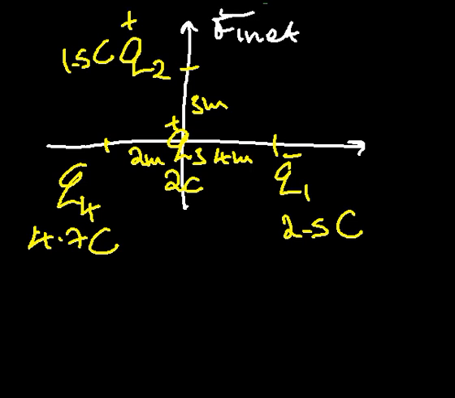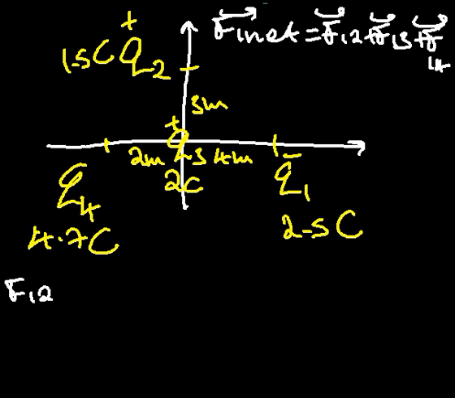F1 net will just be given as F12 plus F13 plus F14. That will be the expression. Then we are going to use the Coulomb's law in order to find what is F12.